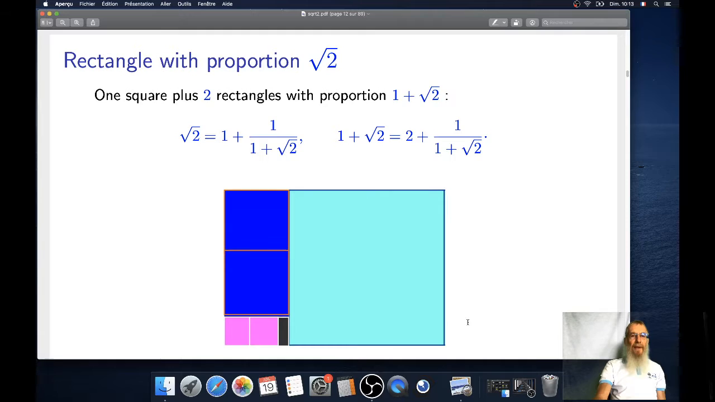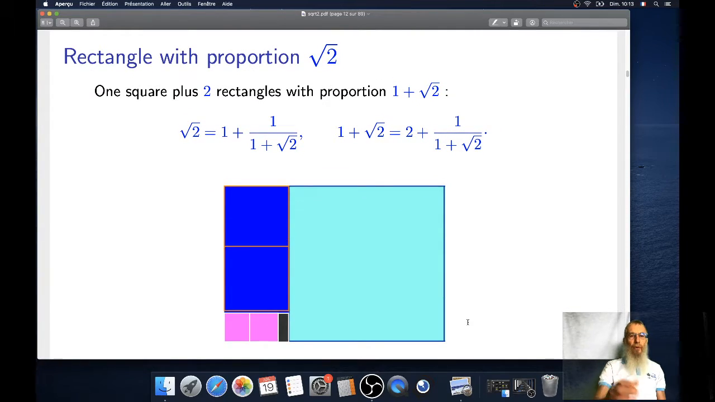The next thing that I showed before showing the slides was that if I start with a rectangle with the proportion square root of 2, if I remove a square, I get a rectangle, which is the one which is there, for which I can remove two squares. I first remove one square here, the light blue, and then I remove two squares, the dark blue. So we explain this as follows.